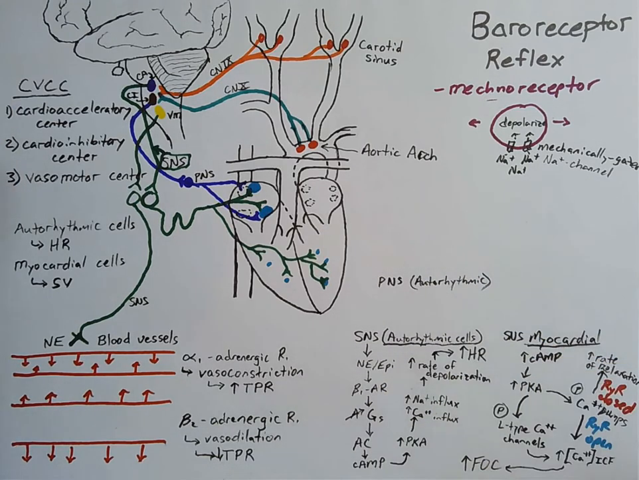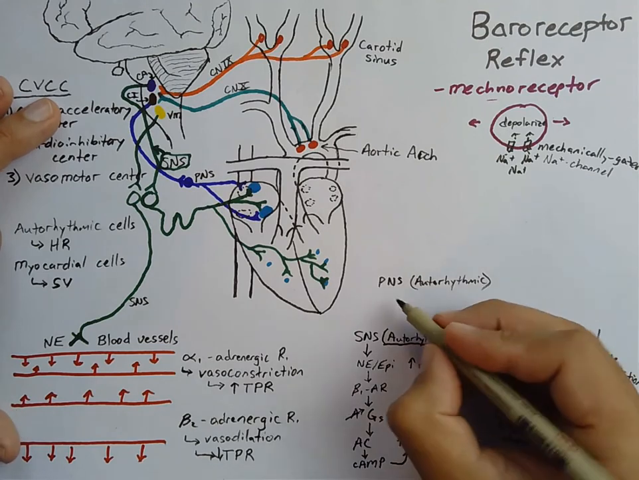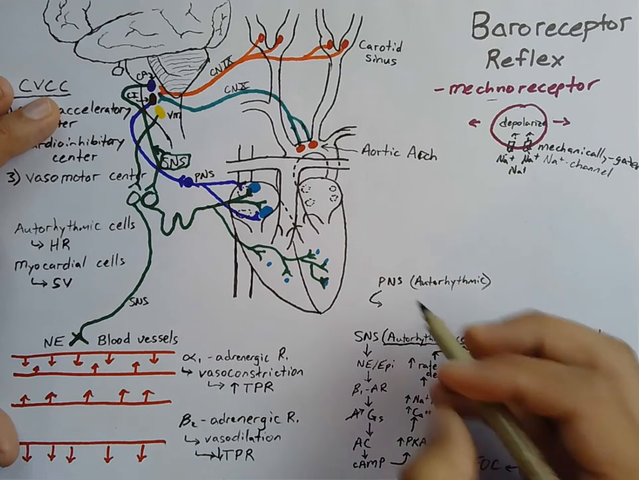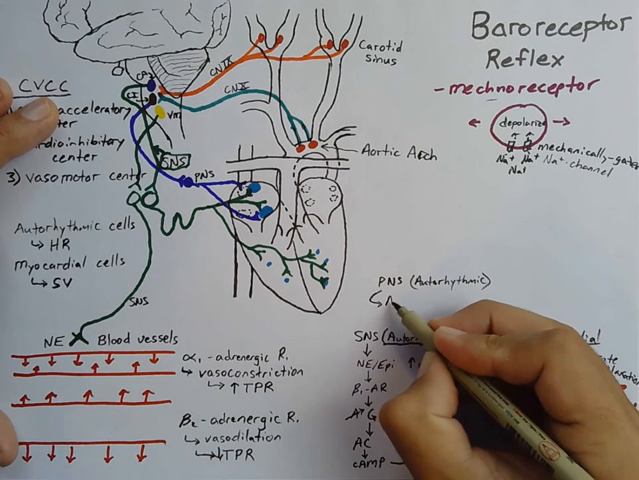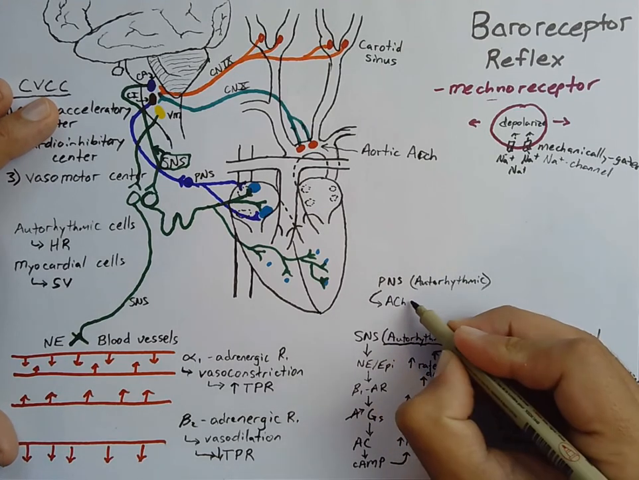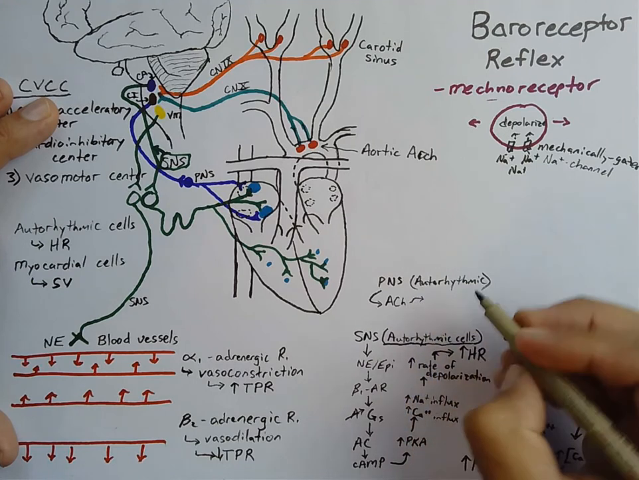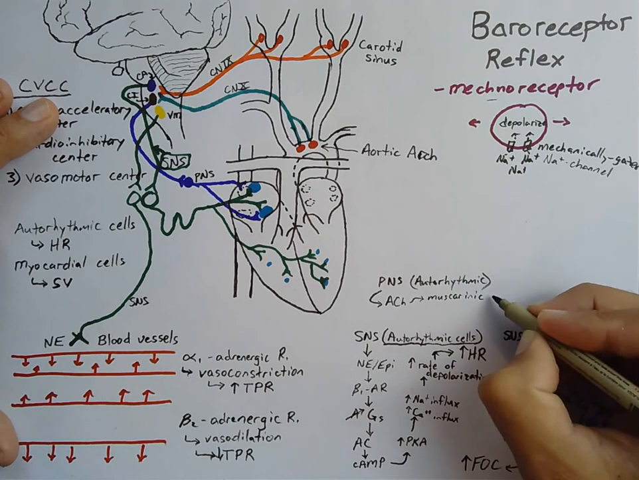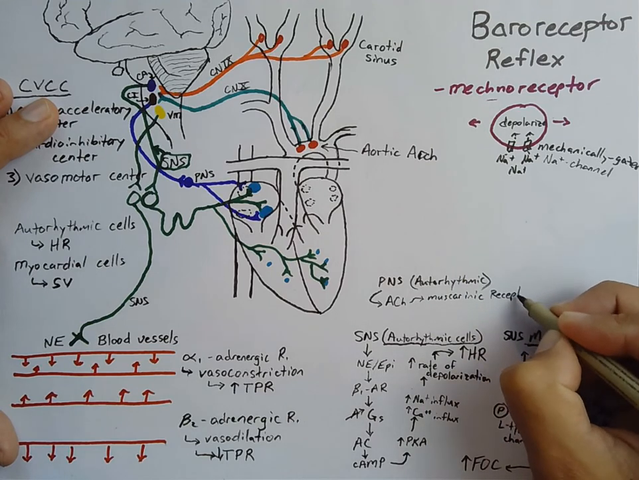So when we try to look at what the parasympathetic nervous system is going to do, well, what neurotransmitter is released from the parasympathetic nervous system? Acetylcholine. What does acetylcholine act on? Muscarinic receptors. What do muscarinic receptors do?